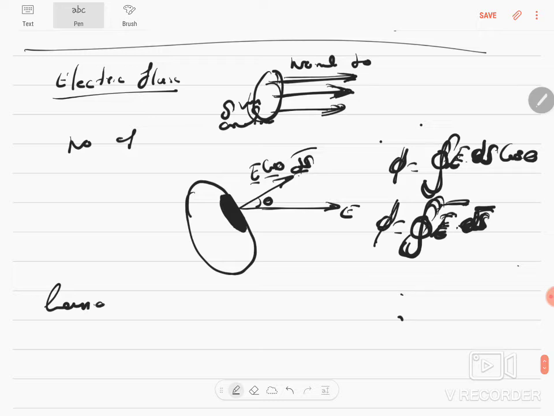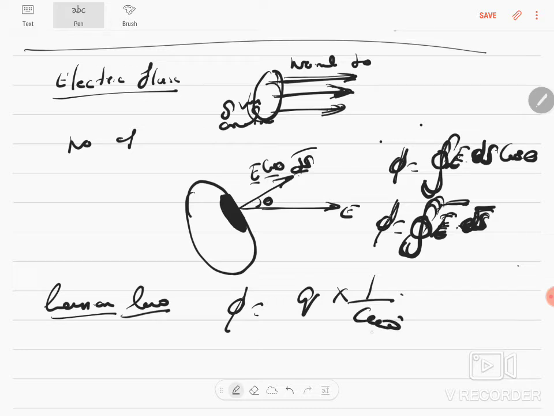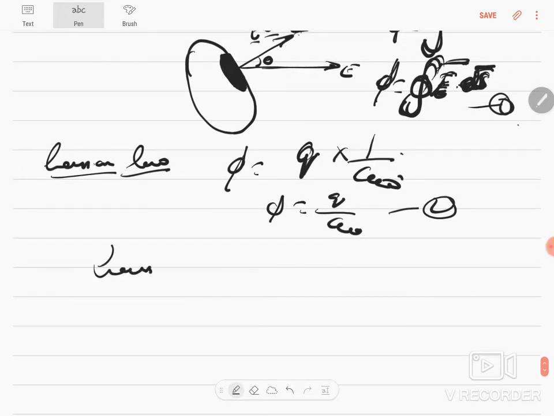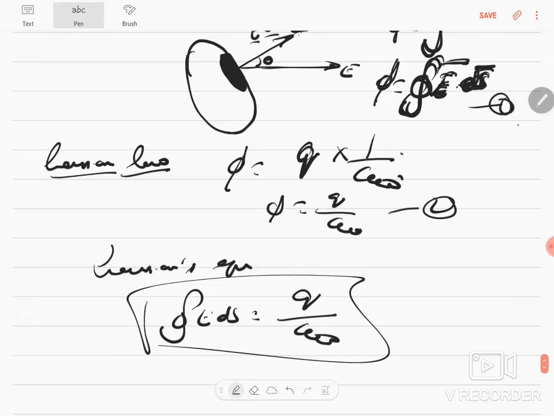Gauss, a scientist, gave Gauss's law. According to him, flux is nothing but the product of charge and 1 by epsilon naught. According to him, this charge is the source charge which is responsible for the electric field. So flux is also Q by epsilon naught. Call this equation 1, call this equation 2, and this leads you to Gauss's equation. What is Gauss's equation? Integration of E dot ds is equal to Q by epsilon naught. This together becomes Gauss's equation, a combined equation of that and this.